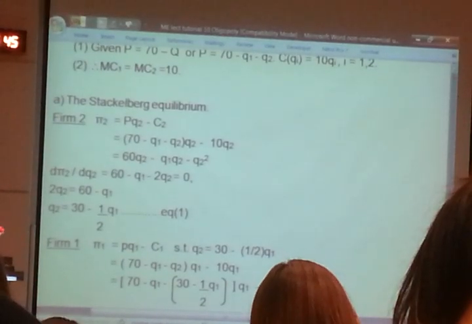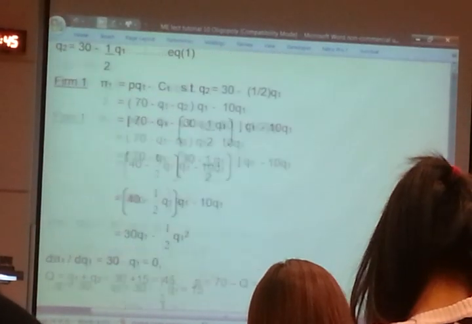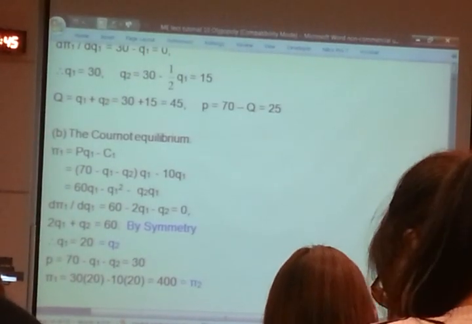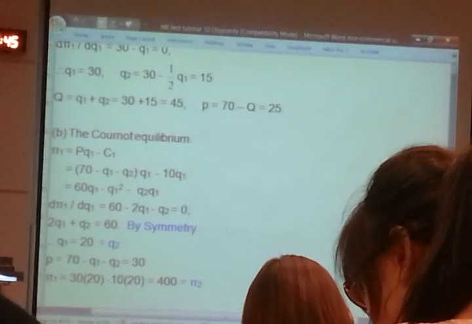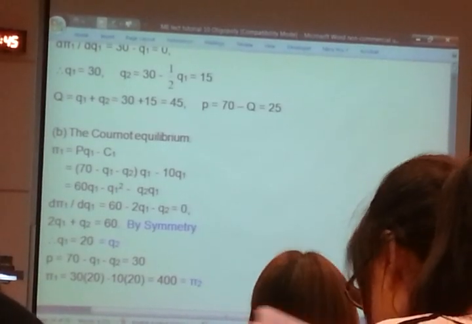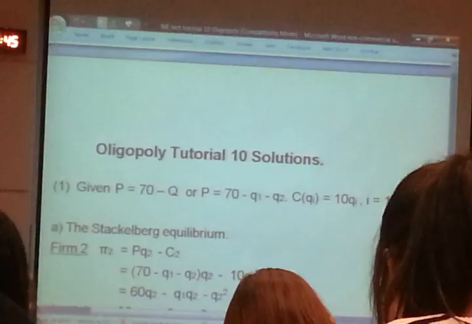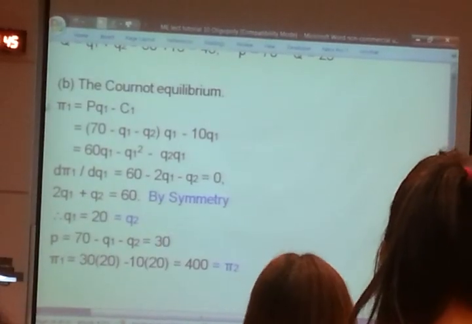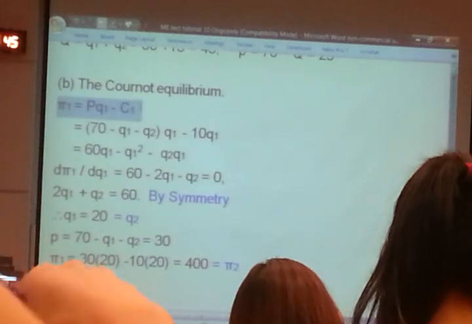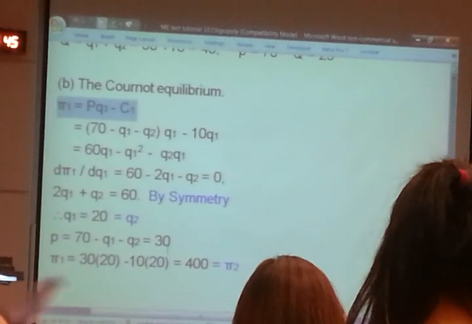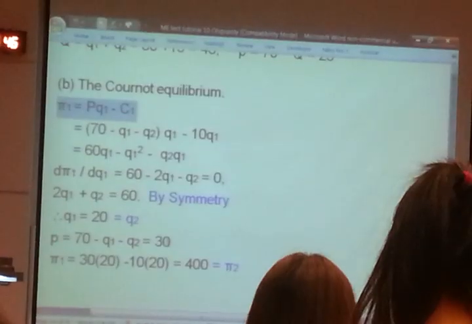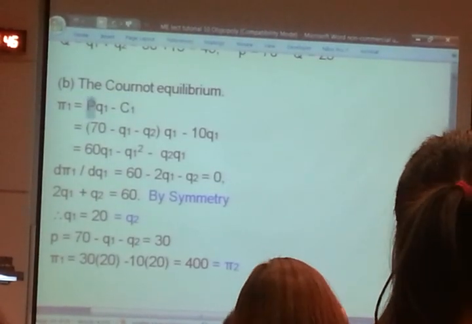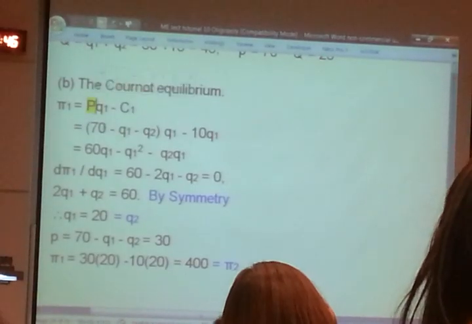How to find the Honor solution? Honor, you will start with term 1 or term 2. Doesn't matter. Right. So anyhow start here. So profit is total revenue minus total cost. And as usual, P is this.